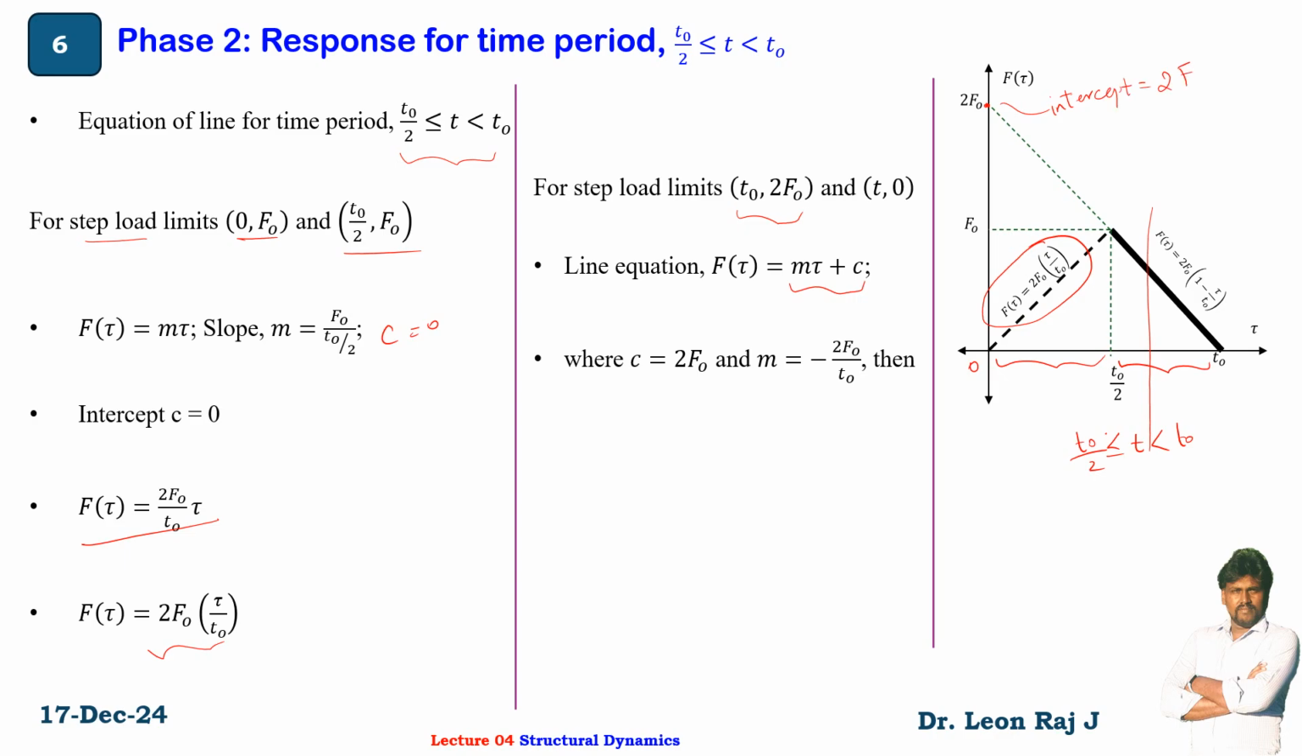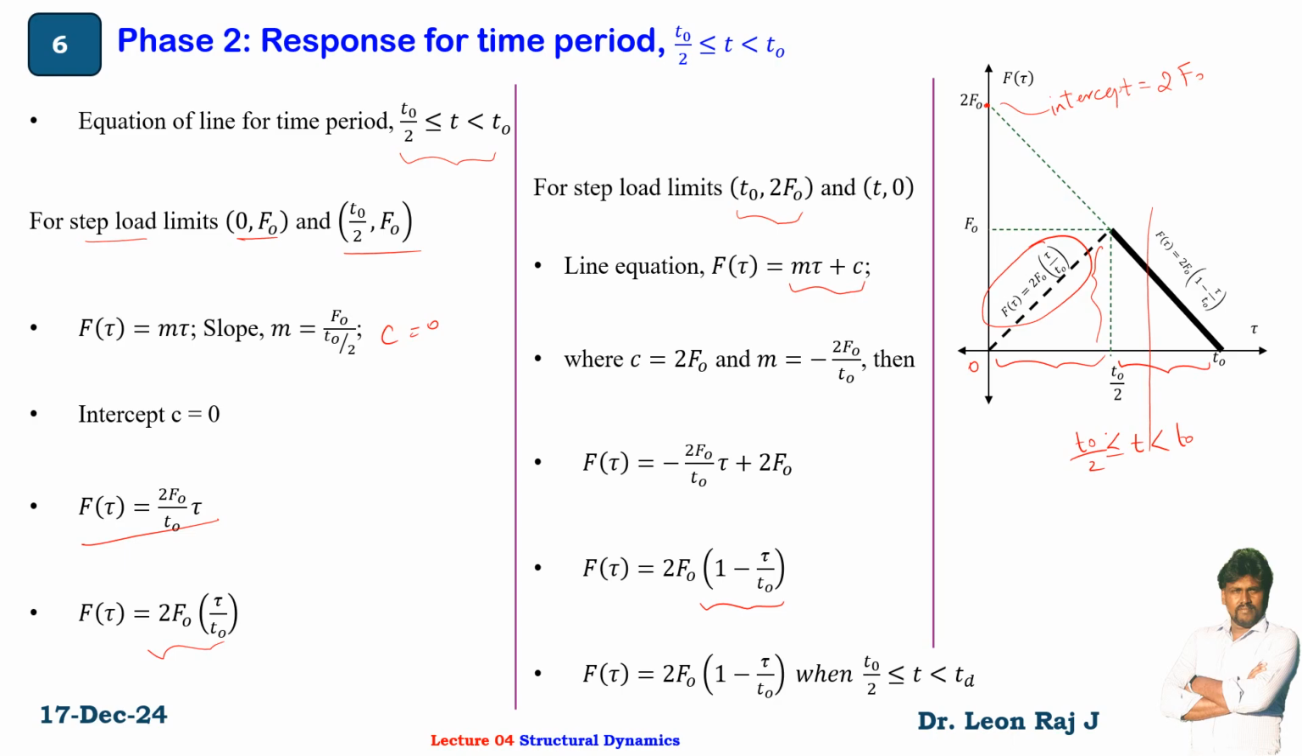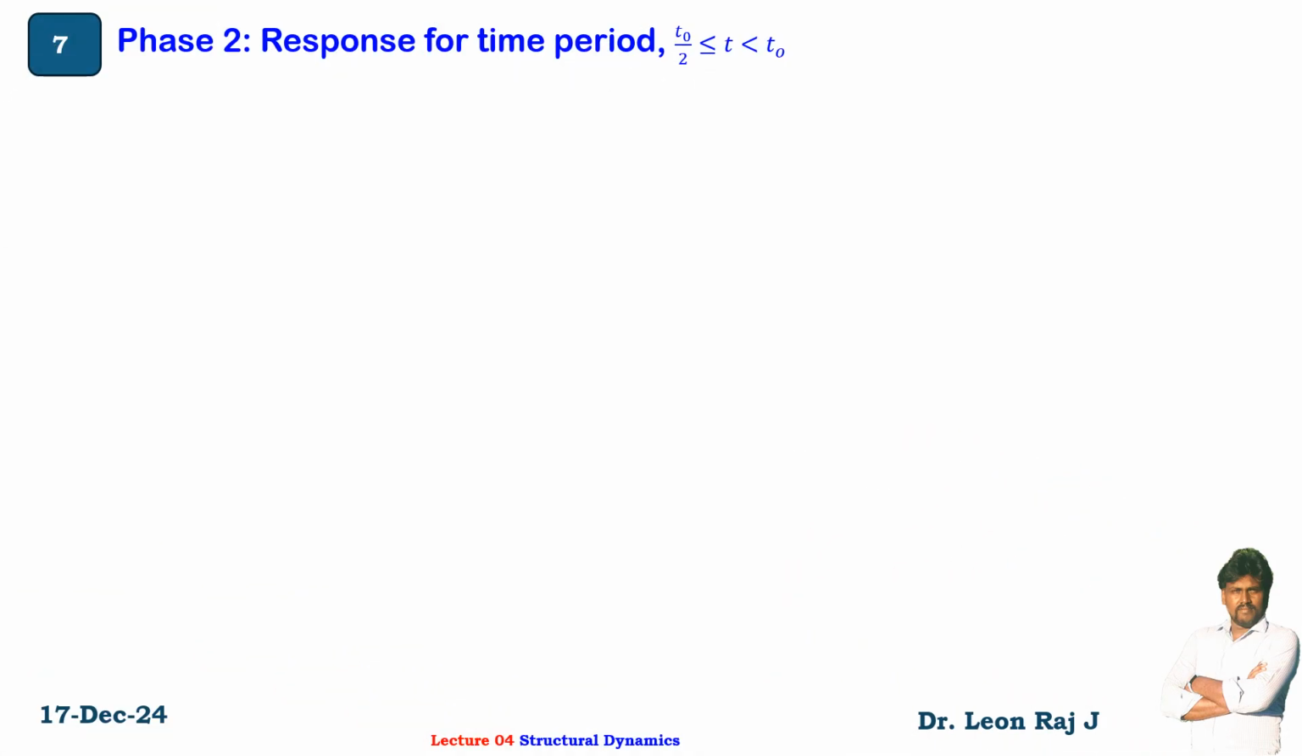That is equal to 2f0, and your slope is equal to your horizontal term is t0 by 2, and your vertical term is minus f0. So you get your slope as minus 2f0 divided by t0. Then the equation of line becomes f of tau is equal to 2 into f0 into 1 minus tau divided by t0. So this is your response for a time period within t0 by 2 to t0.